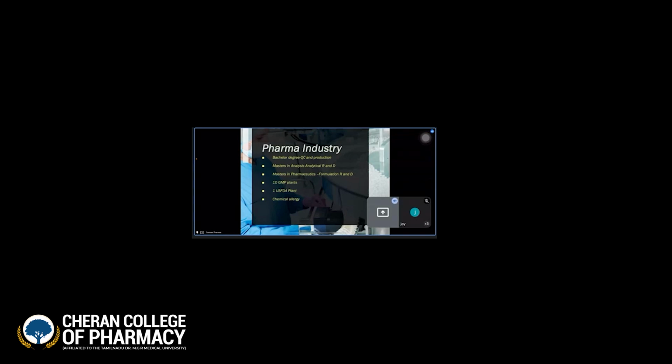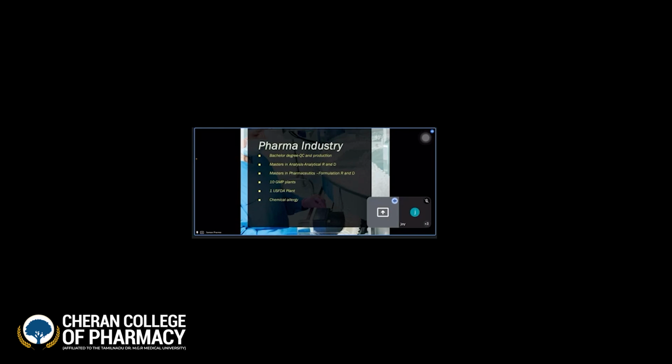So here, as I already mentioned, we have 10 GMP plants and one US FDA plant. You must be aware of what GMP and US FDA are. GMP is nothing but the good manufacturing practice plan. So it's a liberal plan, we can say. US FDA is nothing but the SOP which is framed by the United States. It's somewhat tough actually. The SOP framed by the US FDA is more tough, and the standard operating procedure will be more tough. So here we have one US FDA plant in UAE.